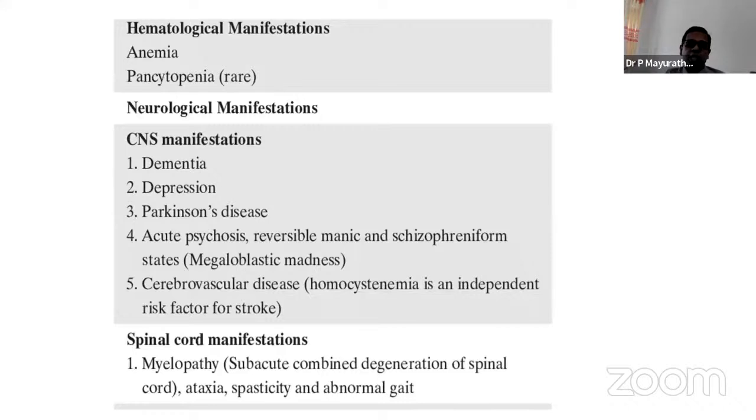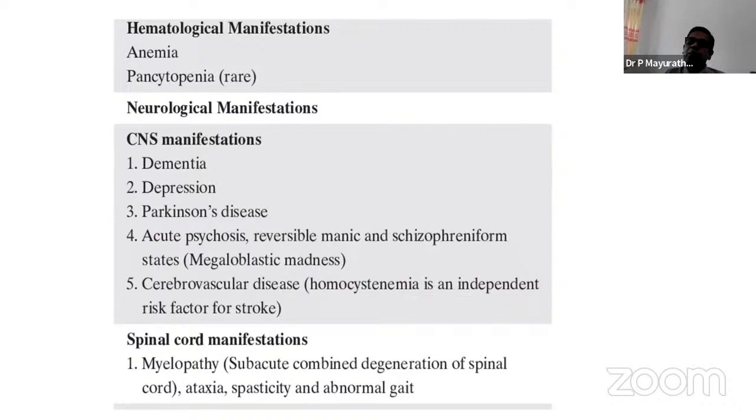You can see hematological involvement, and neurological involvement, which can be central nervous system involvement and spinal cord involvement, and peripheral nervous system involvement, like many issues. Remember one more thing, depression and psychosis are other ways of presentation of B12 deficiency. So whoever is coming with mental health related problems, it is better to do the full blood count and the blood picture.